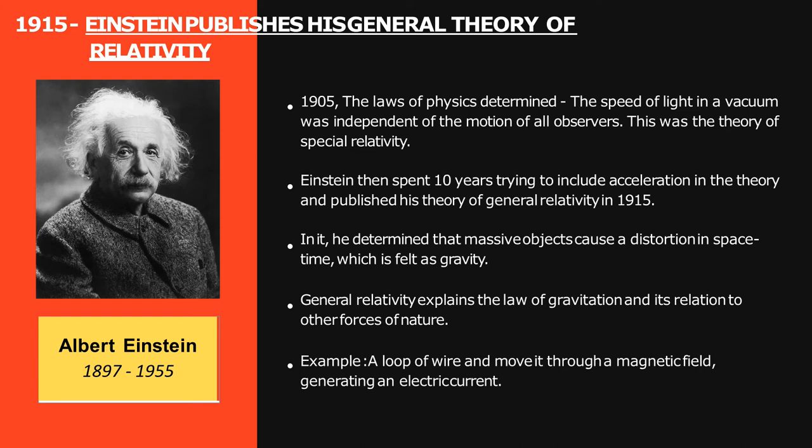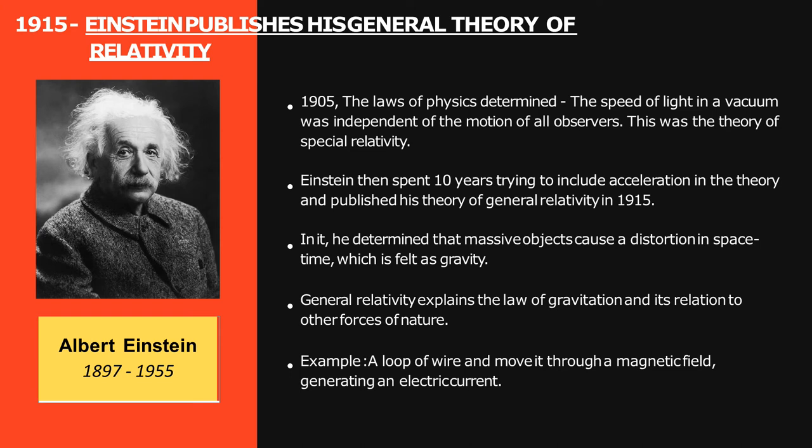Einstein then spent 10 years trying to include acceleration in the theory and published his theory of general relativity in 1915. In it, he determined that massive objects cause a distortion in space-time, which is felt as gravity. Special relativity applies to all physical phenomena in the absence of gravity.